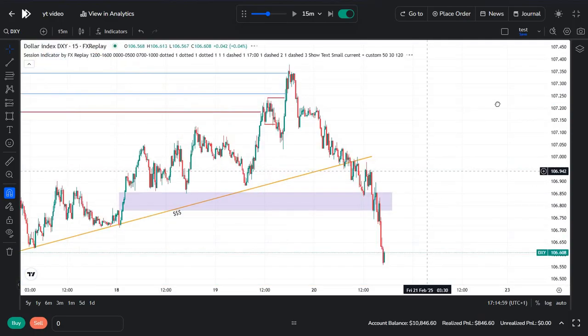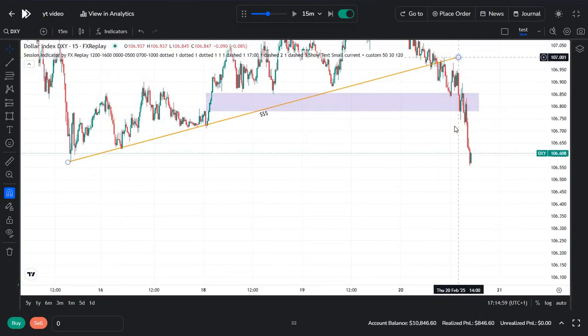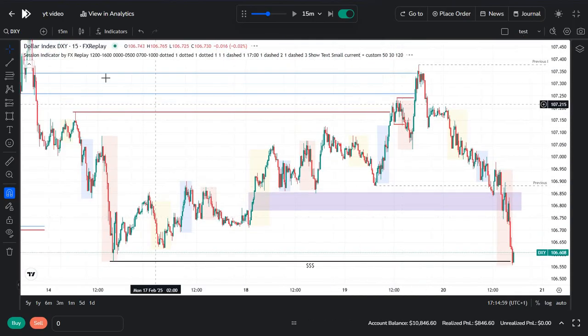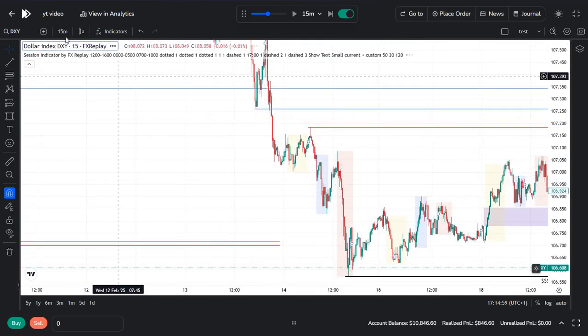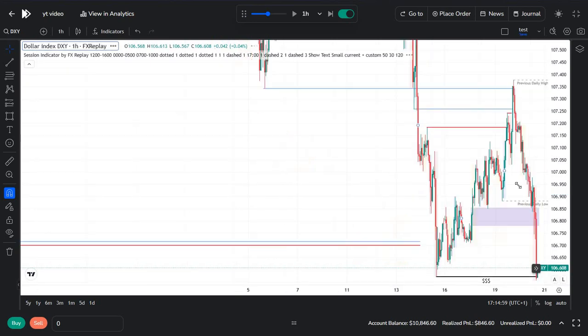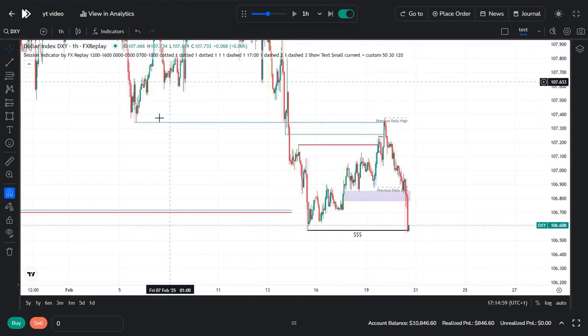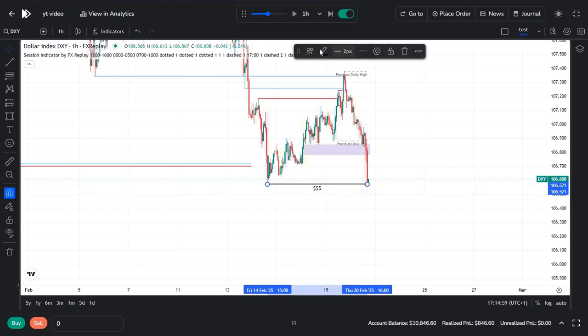And check out DXY. It also came to just follow the order flow. Meaning, it was going lower. It came to retrace to mitigate this block with the efficiency right here, the key level. And it went back down to follow its order flow to the downside.